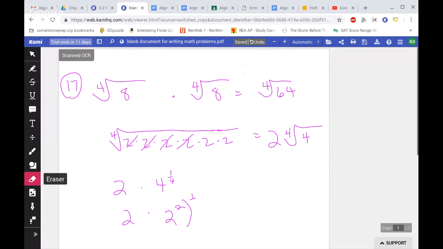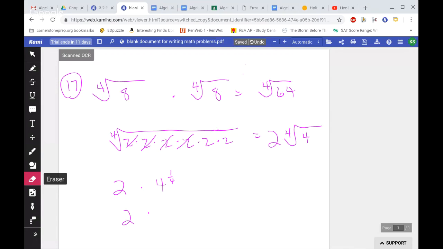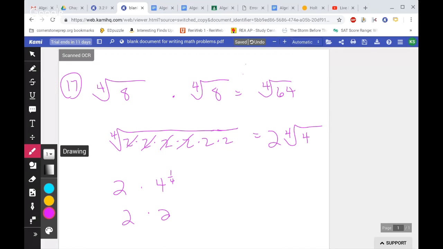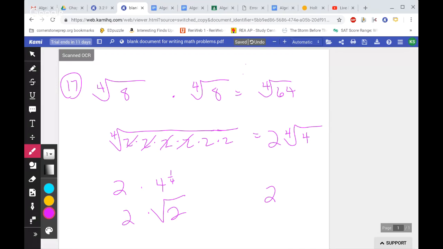Hang on just a minute. I'm trying to think in reverse, because this right here can then be further broken down to be 2, the square root of 2. So the fourth root of 4 is the same as the square root of 2. So how would I know to do that though?